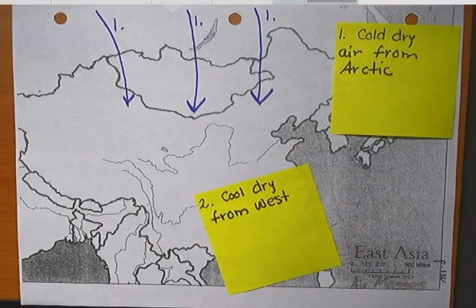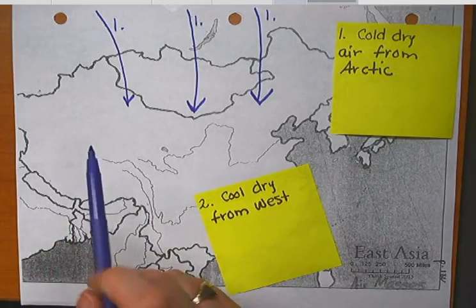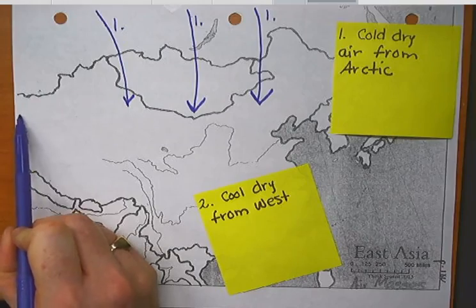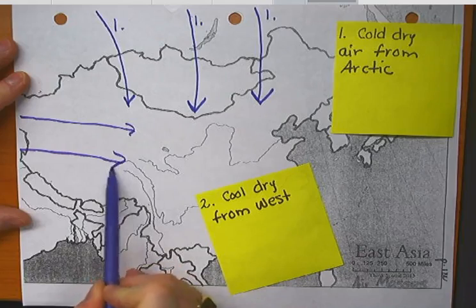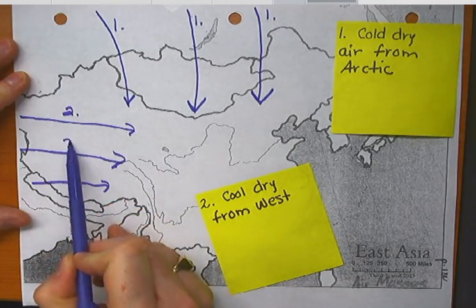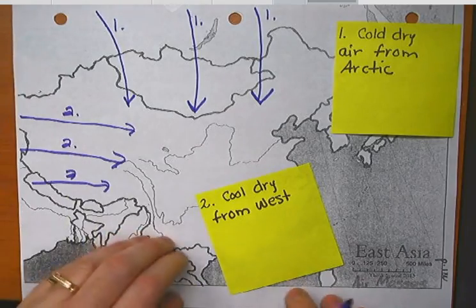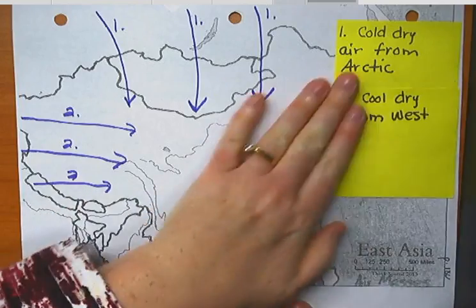Now this air mass starts in the west and moves eastward across Asia. So what happens is it comes this way and moves in that direction. And then we'll put number 2s here. We'll take our little post-it note, stick it right there.